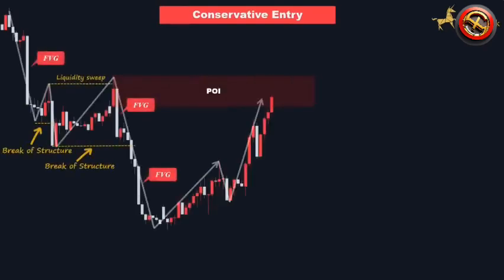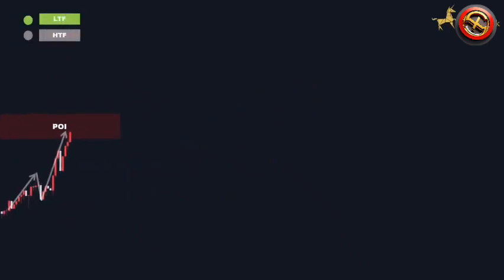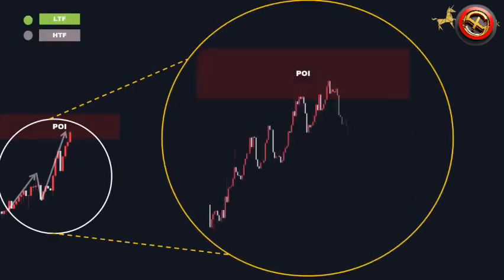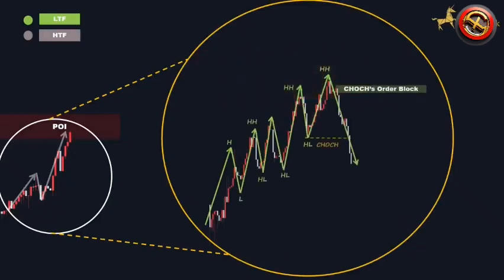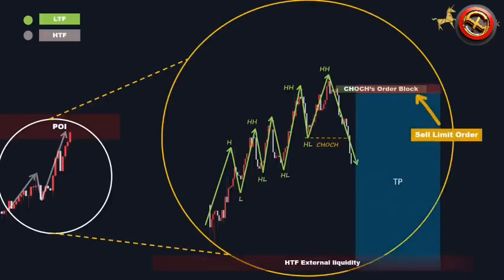To apply the conservative entry, we should wait for price to tap into the point of interest zone and show a rejection. Then our next step is to switch to a lower time frame. Closely monitor the price movement and patiently await the formation of a valid change of character pattern. After detecting the confirmation of market structure shift on the entry time frame, we can set our entry position on the lowest point of the newly recognized order block, in this case, a supply zone on the lower time frame, which is created by the change of character wave. With a stop loss set a few pips above the highest point of the zone. And for the take profit, we set it at the external liquidity of the higher time frame.